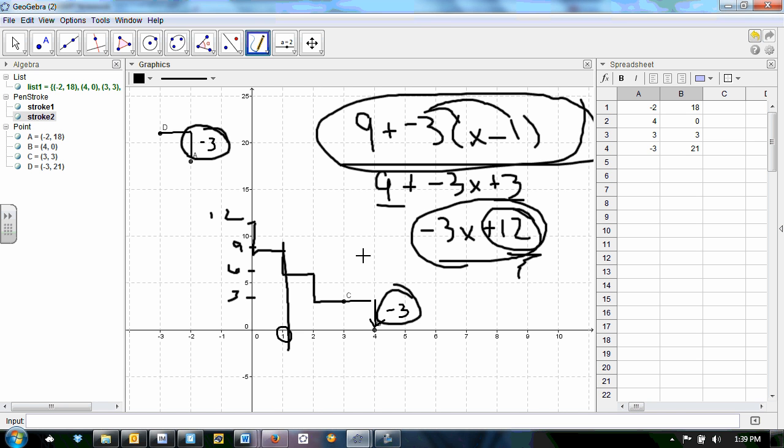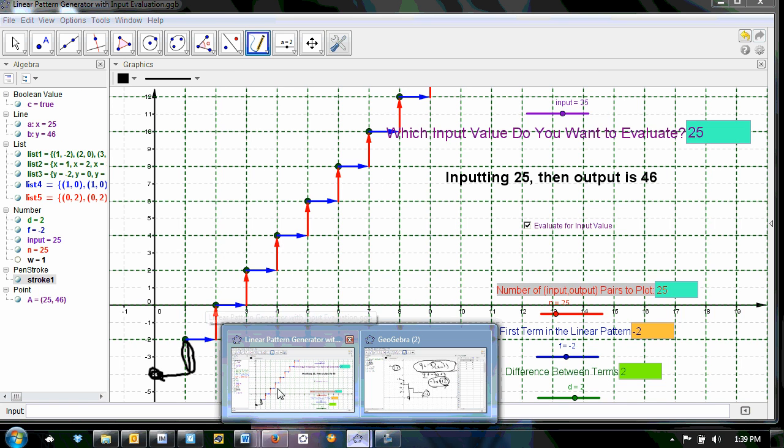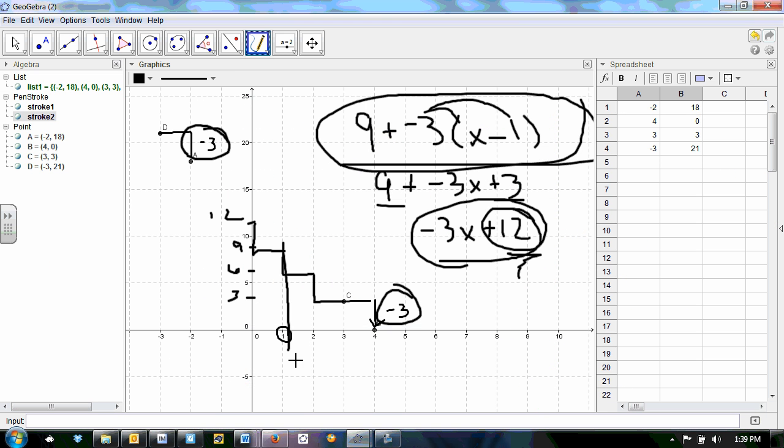Okay? So as far as graphs are concerned, I want us to be able to start looking at graphs and understanding what's going on as far as term number and term value, right? So when we start looking at sequences, we can start understanding linear patterns, okay?